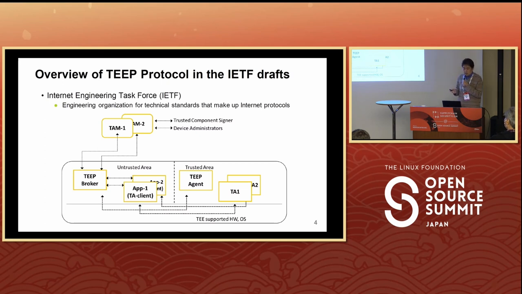IETF is an engineering organization for doing engineering activity and making standards for internet protocols. For example, historically TCP, UDP, whatever is used on the current web browser, was related to IETF or W3C, another organization. And a recent famous protocol was HTTP/3 at IETF, which was initially called QUIC.